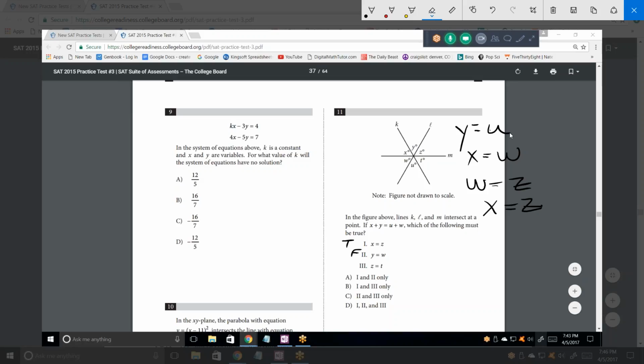Not sure where I was going with that. Let's see. What else can we write? Maybe sometimes if you just write everything you know, we know that Y equals U. We know that W equals Z. We know that X equals T. Oh, I already knew that Y was equal to U. If X equals T and X equals Z, then Z has to equal T. So that 3 is true. Okay, cool.